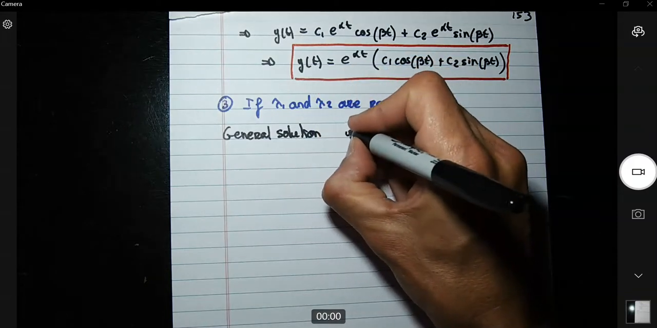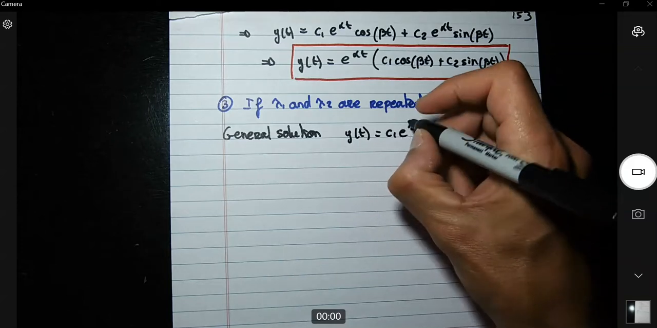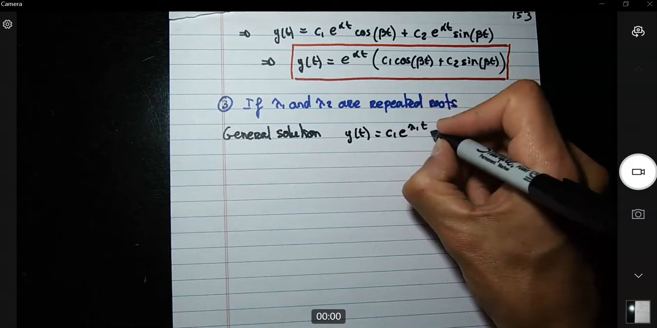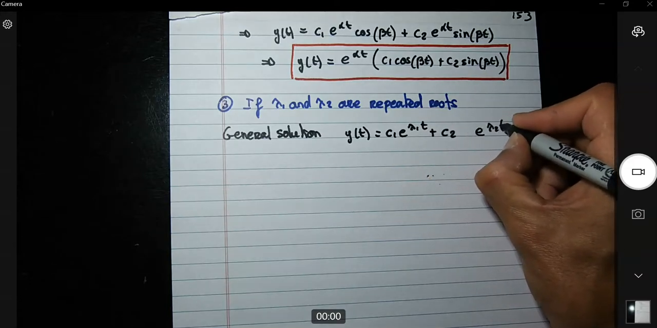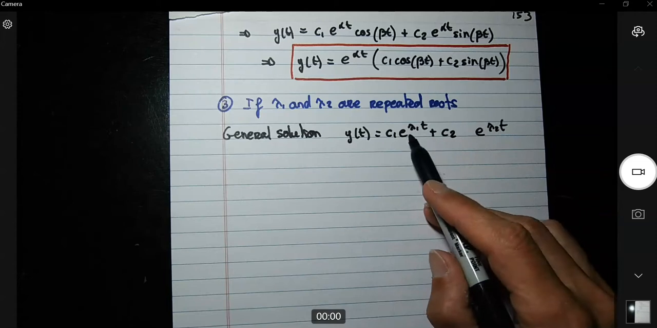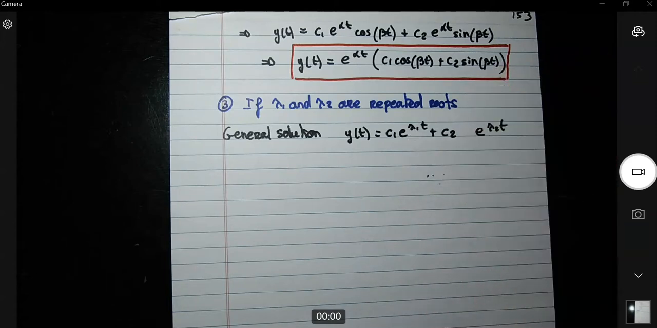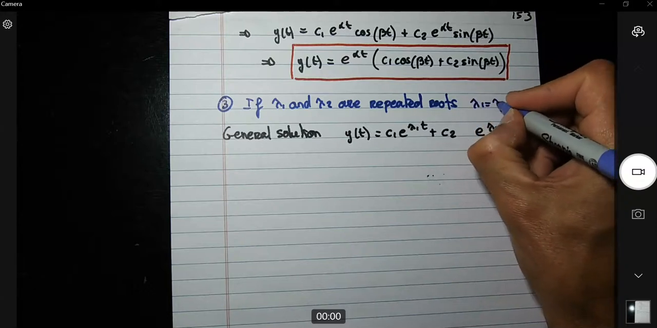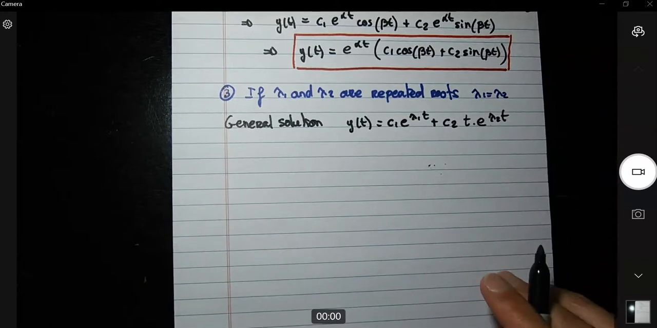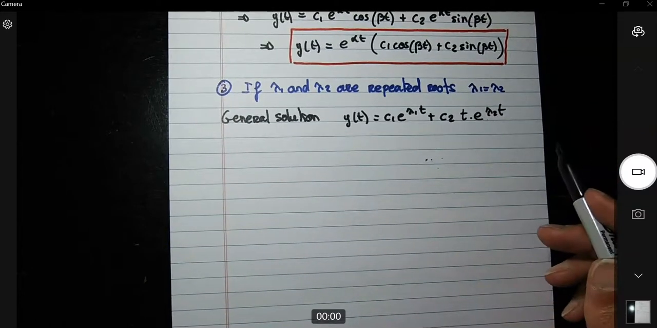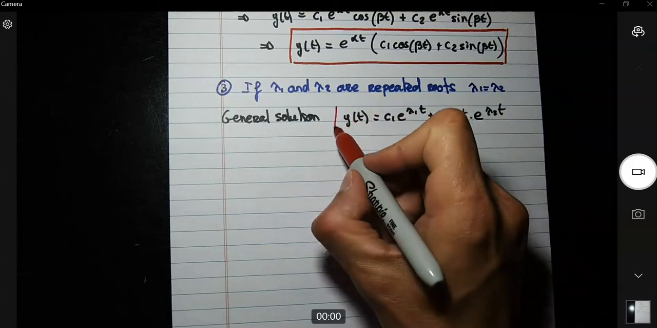We should have y of t equal to c1 e lambda 1 t, and then the second one should be c2 exponential of lambda 2 t. But since lambda 1 and lambda 2 are the same, we will be repeating the same thing. So in order to differentiate the solution, you need to multiply this by t. You can do the proof, but it will take a couple of pages, and I don't think it will add much to the understanding of the problem.